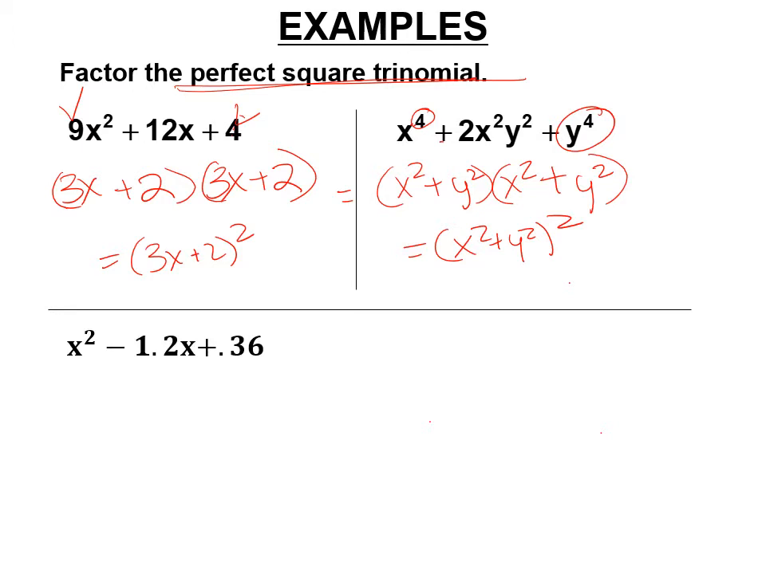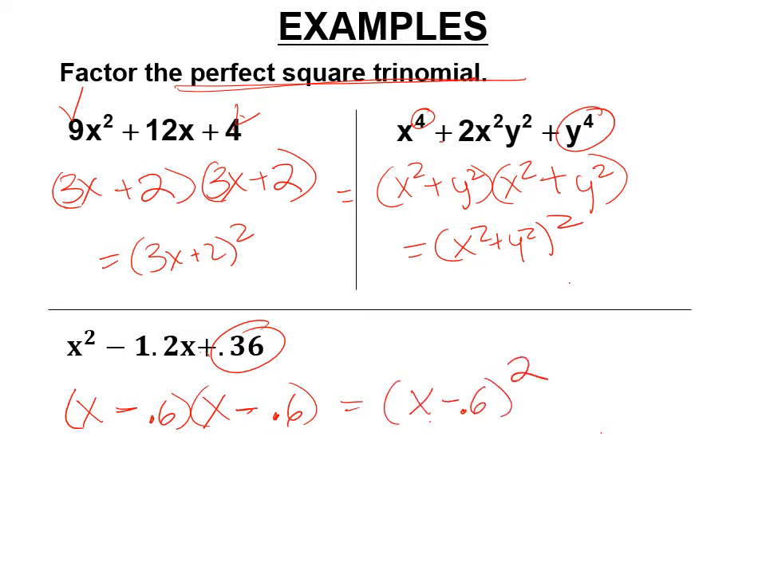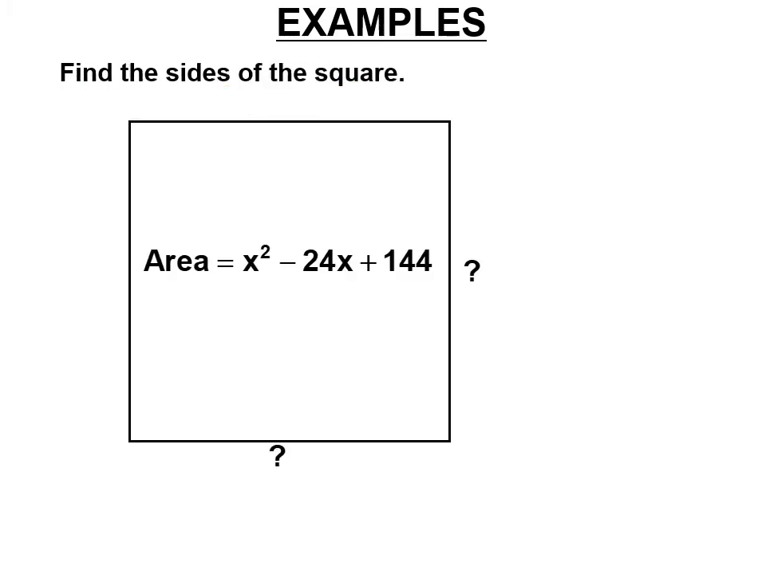All right, with decimals. So we have x and x, and there's 36. So we're talking 0.6, 0.6, 6/10 and 6/10. They're the same with this plus, but they're both going to be minus. And so this is x minus 6/10 squared. All right, it's a square, so both of these have to be the same.